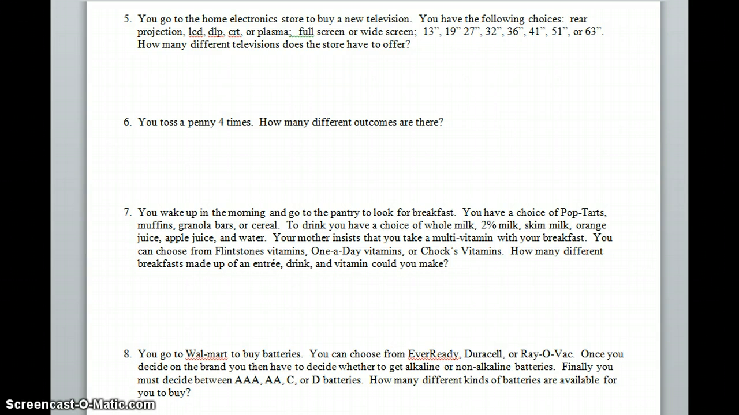All right, let's take a look. So it says you have the following choices. A projection, LCD, DLP, CRT, or plasma. So that's 5 choices of different types of TVs. Then you can have a full screen or widescreen. So that's 2 more choices.